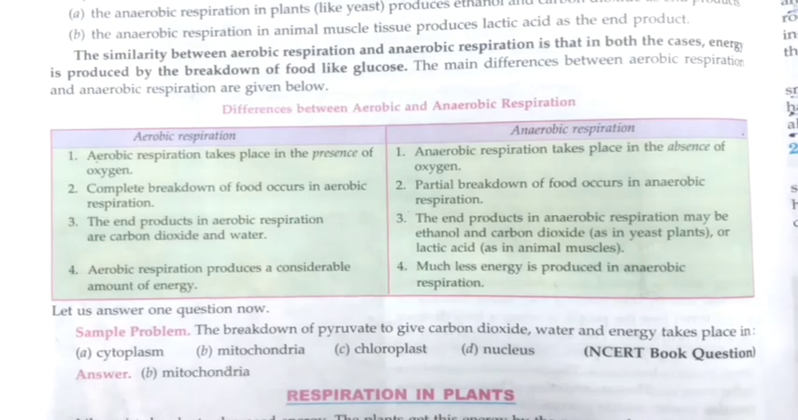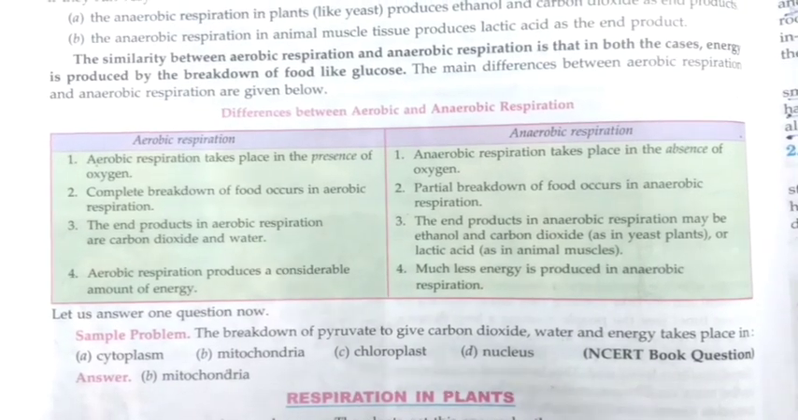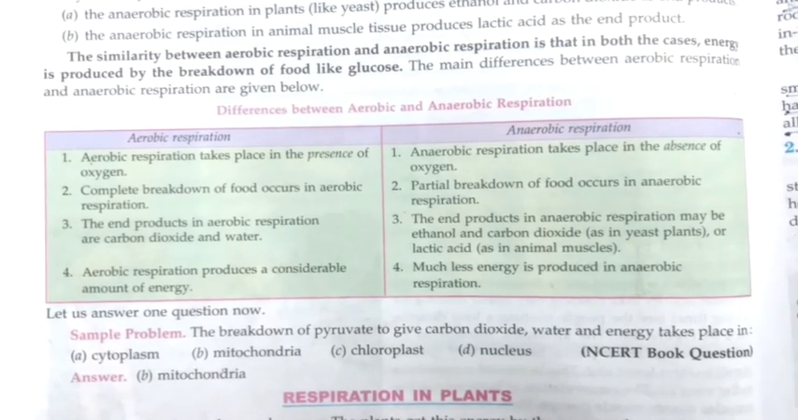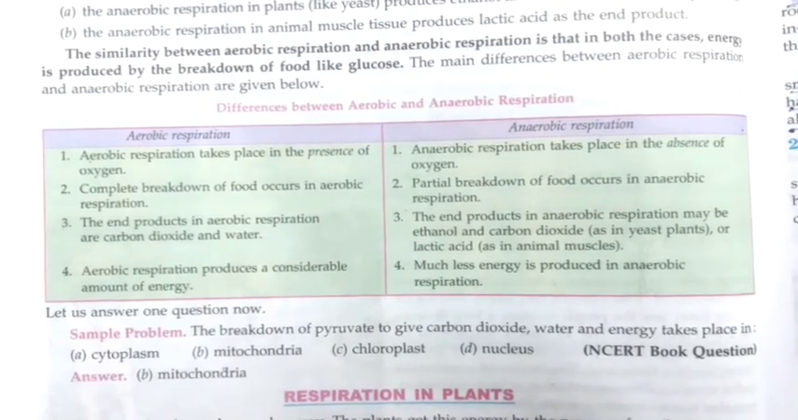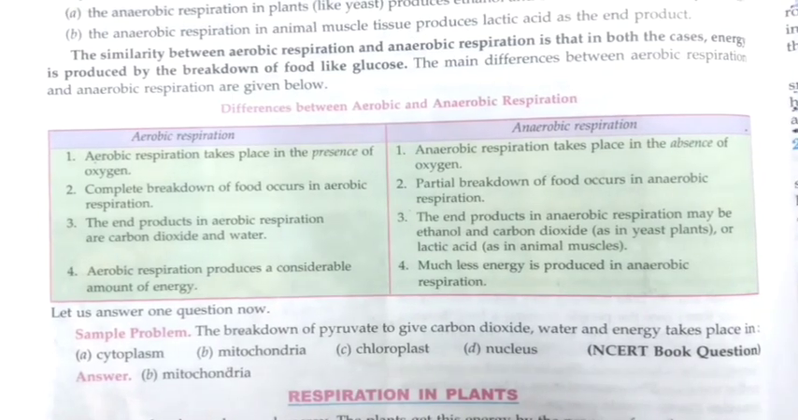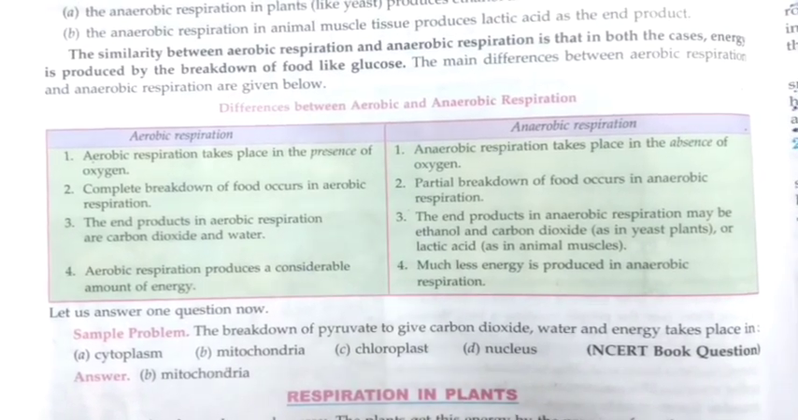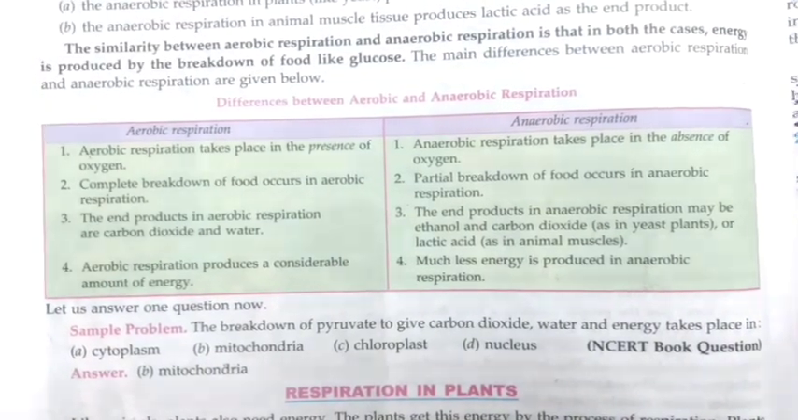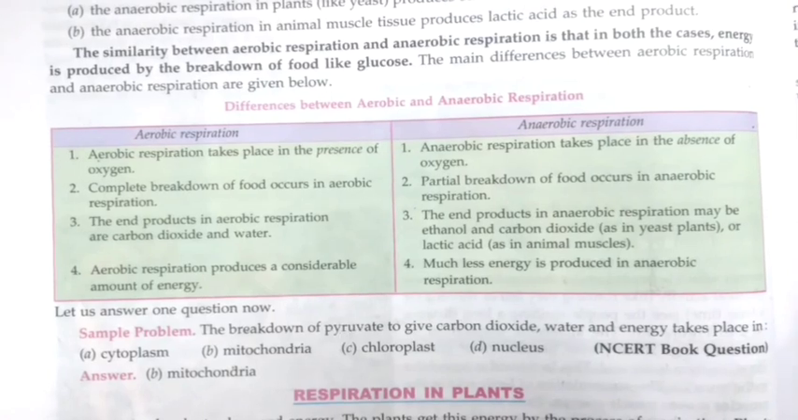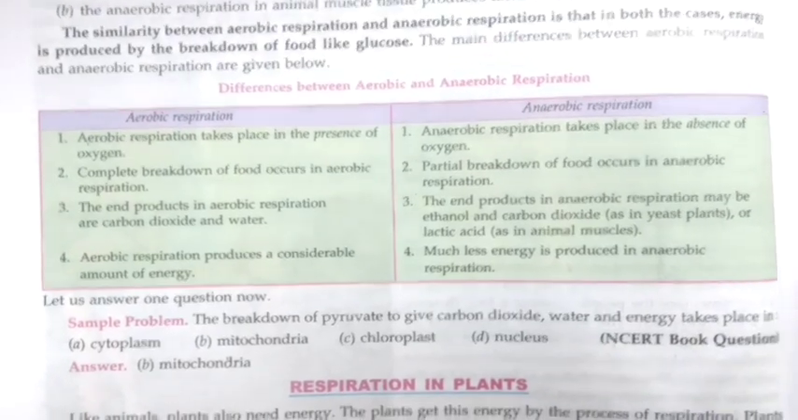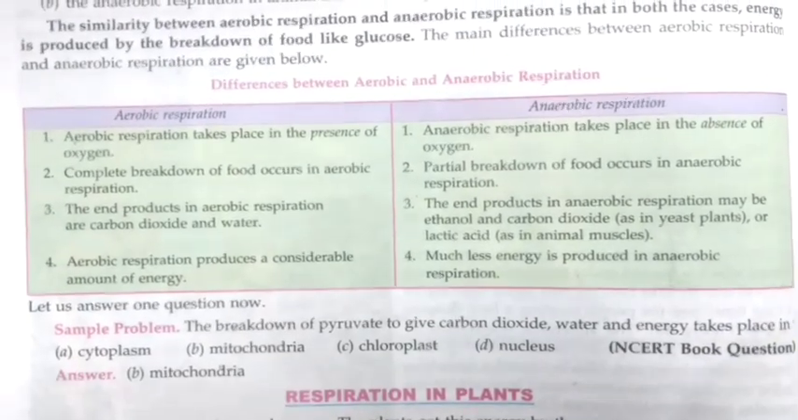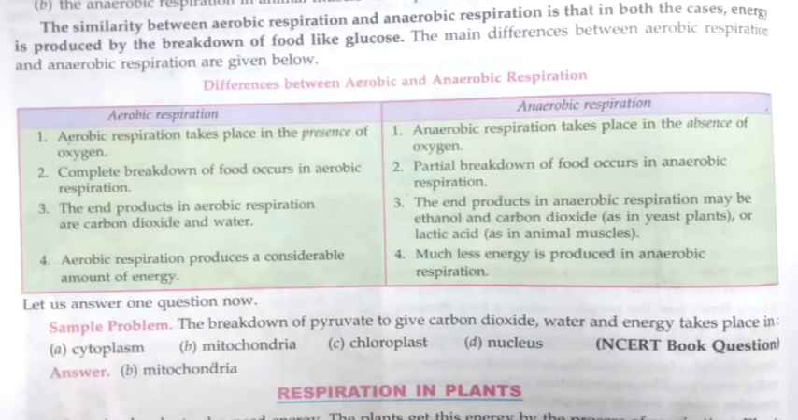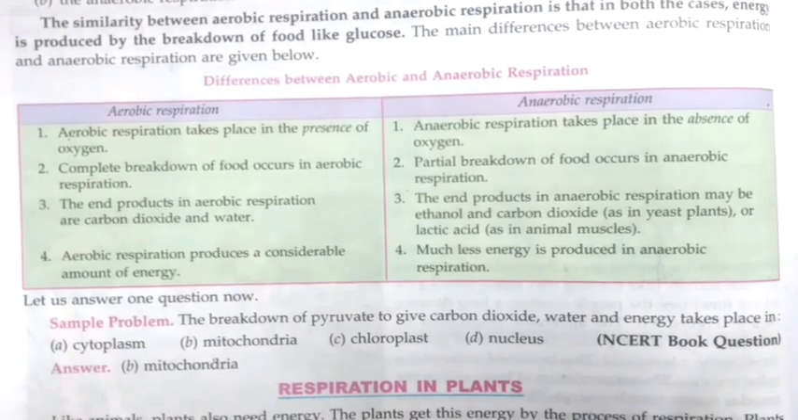But before that, let us know about the types of respiration. On the basis of the availability of oxygen for breaking down of glucose, respiration is categorized into two types: aerobic respiration and anaerobic respiration. Aerobic respiration takes place in the presence of oxygen, whereas anaerobic respiration takes place in the absence of oxygen. From the name itself we can make out: aerobic means air is there, anaerobic means no air is there. That means oxygen, right?